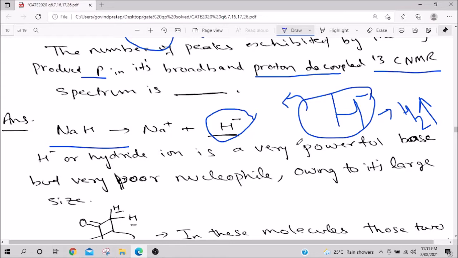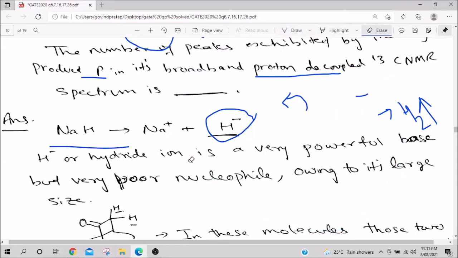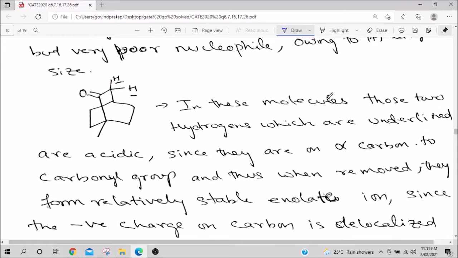Why? Because H minus is very large. A small hydrogen atom, on that you are putting one extra electron, it becomes so big that to approach an electrophilic center becomes very tough. But it can easily take out one proton because a proton is very small in size and it becomes H2. So H minus is a very powerful base, but a most useless nucleophile, it never acts as a nucleophile. Okay. So now you are having this molecule, and you are removing this proton one by one.